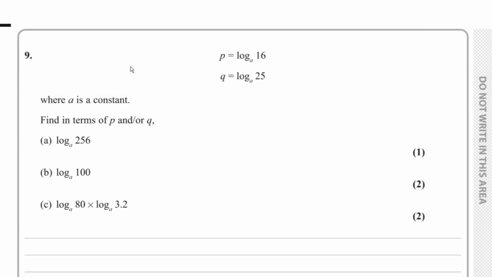Question number 9. P equals log base A of 16, Q equals log base A of 25, where A is a constant. Find in terms of P and or Q, for part A, log base A of 256.